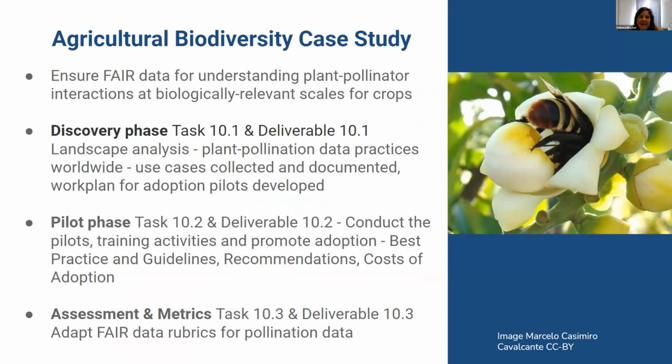So our case study has 3 main tasks and respective deliverables. We just finished the discovery phase. Our main goal is to ensure FAIR data for understanding plant-pollinator interactions at biologically relevant scales for crops. And we conducted this landscape analysis that I will talk more about today. And we are just starting the pilot phase and the assessment and metrics tasks, which I will also talk a little bit more about.